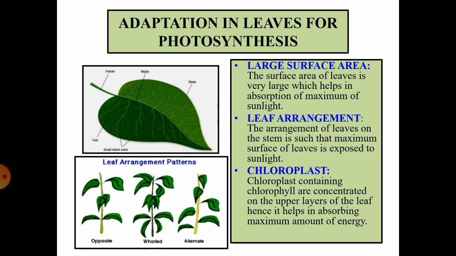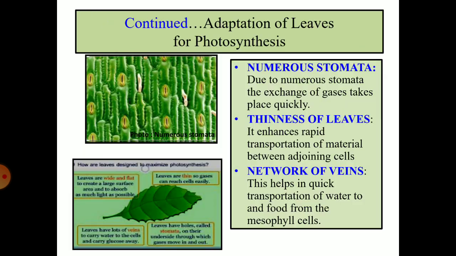Chloroplast. If you see the arrangement of chloroplast, you find that the palisade layer on the top is compact and it has a large amount of chlorophyll in it. So the upper layer of the leaf is very compact and has a large amount of chlorophyll, which helps in absorbing maximum amount of solar energy. Numerous stomata. There are numerous stomata which are present mainly on the lower surface for exchange of gases to take place quickly. Thinness of leaves. It enhances rapid transportation of material between the adjacent cells.